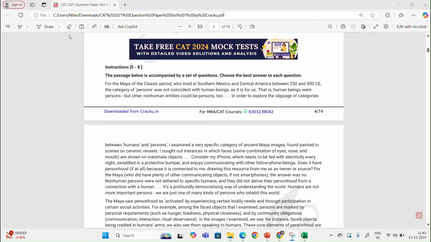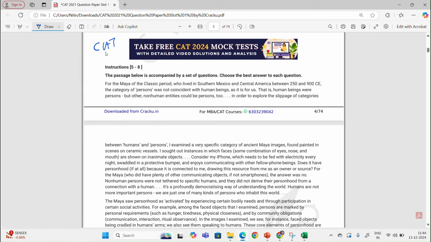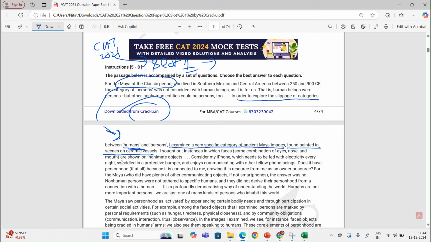Hello. So you can see this is CAT 2021 slot 1. I downloaded it from Cracku. You can see it talks about the Mayan civilization and how they saw the world. It talks about how the Mayans gave human-like attributes even to non-living things. There he says, in order to explore the slippage of categories between humans and persons, I examined a very specific category of ancient Mayan images found painted in scenes on ceramic vessels. I sought out instances in which faces, some combination of eyes, nose, and mouth, are shown on inanimate objects. So they made inanimate objects into humans.